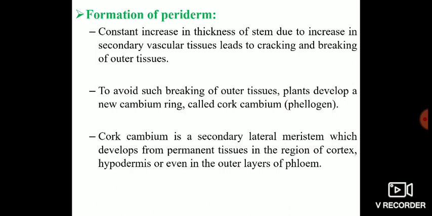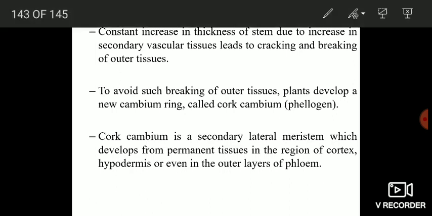So let's move on. We know that due to the constant increase in thickness of the stem, because of the increase in the production of vascular tissues, there may occur cracking and breaking of the outer tissues of plants. To avoid such cracking of outer tissues, plants develop a new ring of cambium, which is called cork cambium or phellogen.